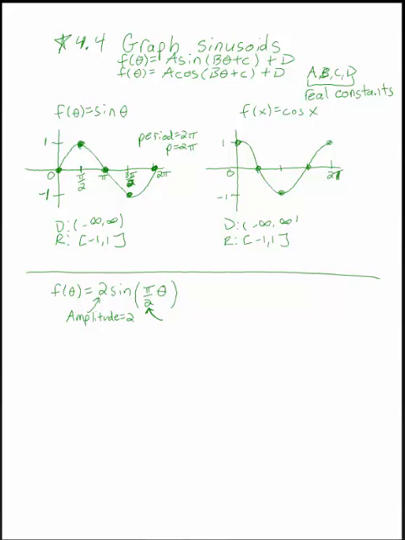Okay, so now here the b value is pi over 2. Well, there's a formula that relates this b value to the period, and the formula is the period equals 2 pi over b. So if I wanted to figure out the period of this new function, it would be 2 pi over pi over 2, which is equal to 4. Okay, so I know the amplitude and the period, so now I can sketch my graph.